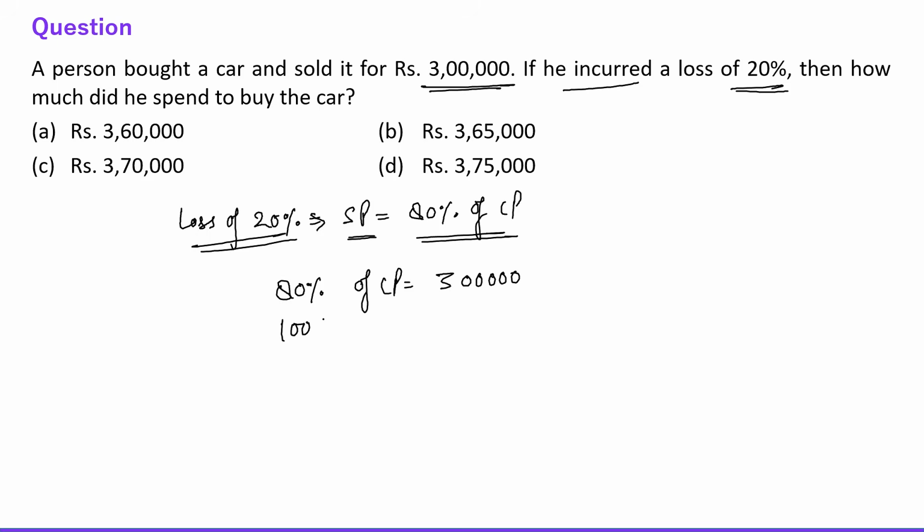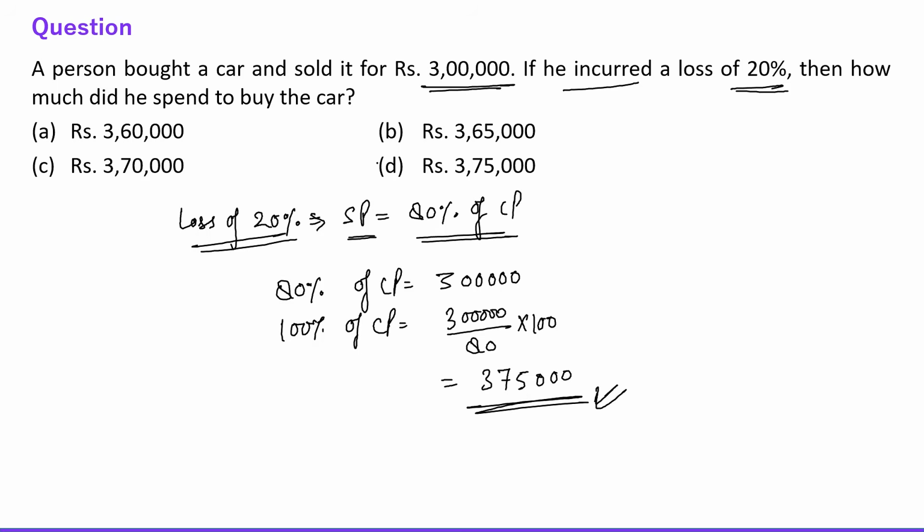So 100% of CP we need to find. So 100% of CP will be what? 3 lakhs divided by 80 into 100. So this is 3,75,000. This will be the answer. Simple calculation and the simple case of profit and loss. Okay. So now let's move to the other question.